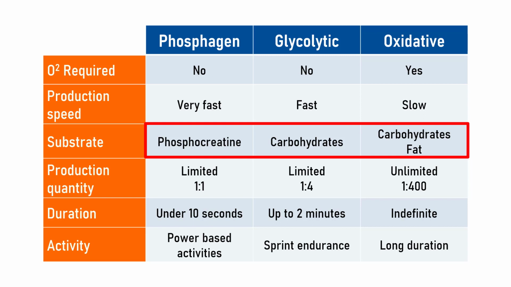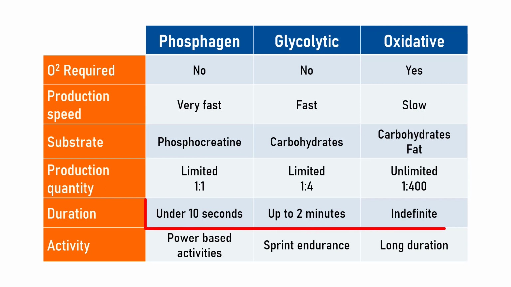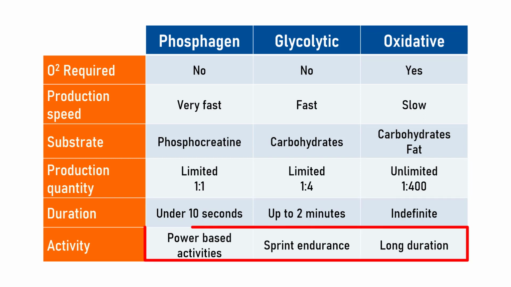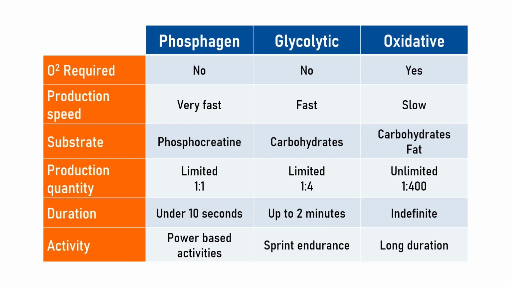And then protein can be used, but remember, protein is usually converted to a sugar or a fat first, before it is used as an energy pathway. So we kind of combine that with the carbohydrate pathway. Your duration, 10 seconds, 2 minutes, indefinite, and then your activities, your power base versus sprint. So knowing which energy system you're in with what activity will help determine how you're going to train and with what recovery and nutritional strategies you're going to implement.